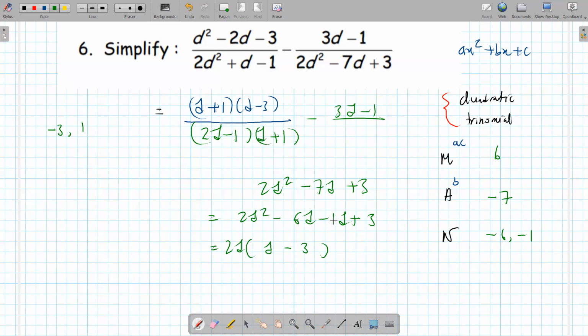What about the next? What can we take out from these two? The -1. Yeah, good. What am I left with in the bracket? The d and the -3. Yeah, perfect. And there we go. 2d minus 1, d minus 3. Yeah, 2d minus 1. Okay, perfect.